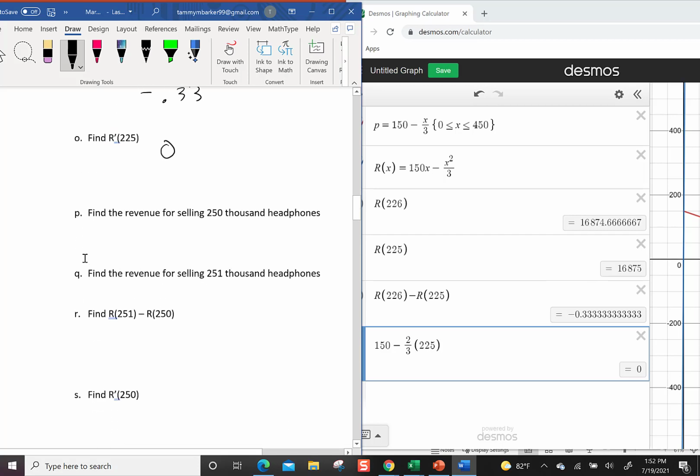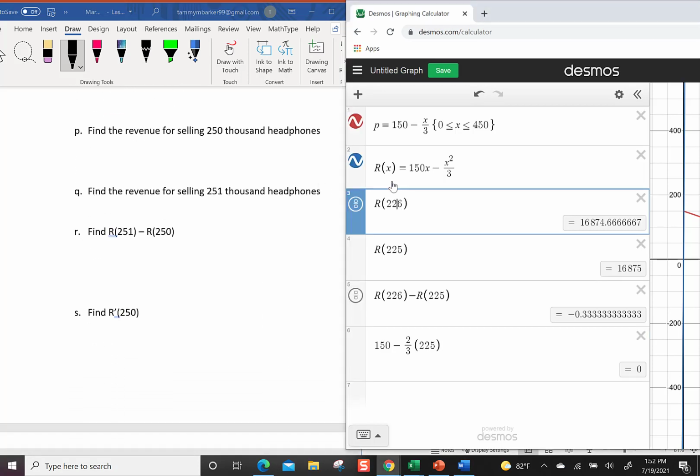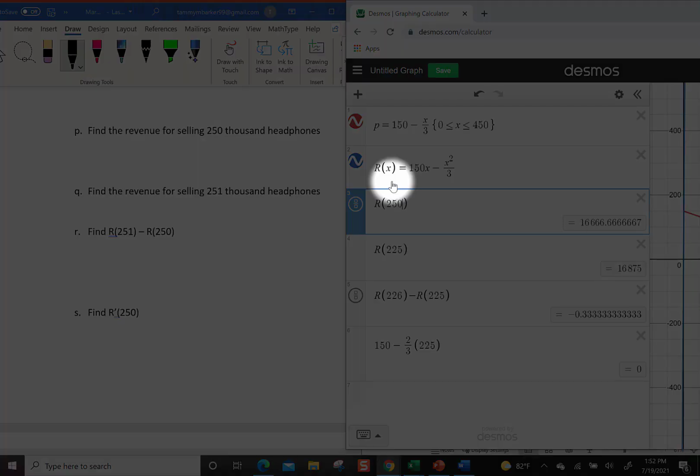Let's look at one more just to see other things that can happen. So this is going to be 250 and 251. So let me write 250. There's our revenue. Let's do 251. And then I want to subtract 251. Put the big one first, put the smaller one second, 250.